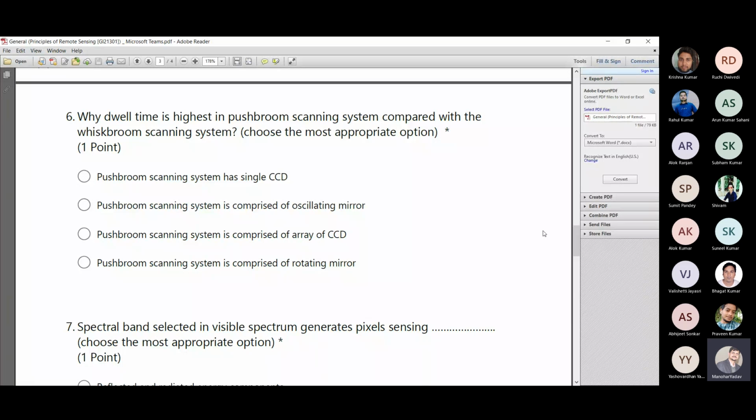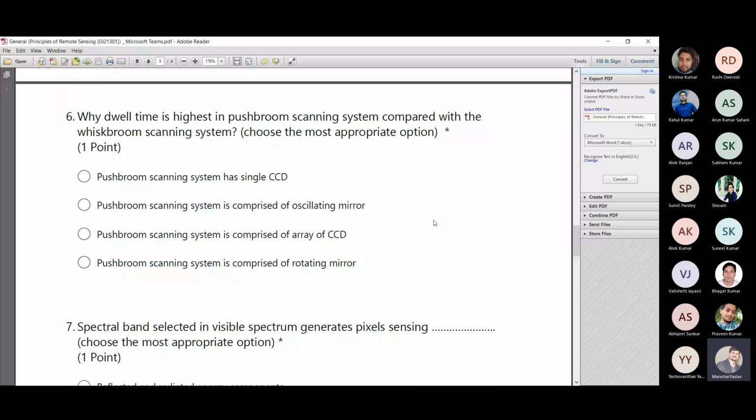In case of whiskbroom scanning, from one end, the energy from one corner, the scanning system starts sensing the energy by rotating the mirror. Okay, so it's kind of sequential scanning from one end to another end. Okay, and it is performed by rotating the mirror, and finally a single CCD collects the energy from each GRC across the line, okay, which are there across the line of trajectory. So in that case, along one line, the total width is covered in a given time. Okay, let's say capital T time is allocated.